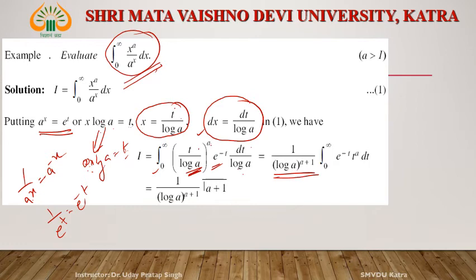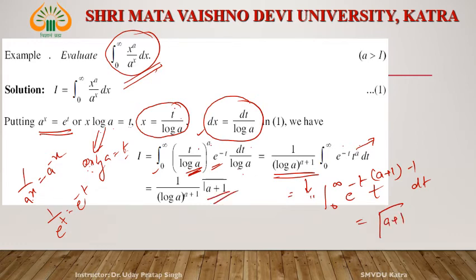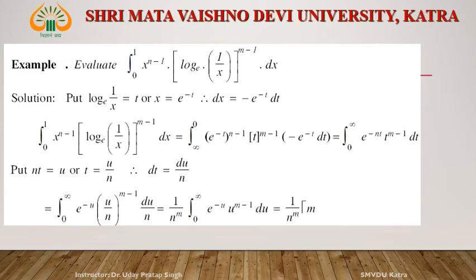Integral 0 to infinity t to the power a e to the power minus t. Then write it in this form: 0 to infinity e to the power minus t, t to the power a plus 1 minus 1 dt. So this is equal to gamma of a plus 1. It means gamma of a plus 1 divided by log a whole to the power a plus 1. Okay. Now let's see the last example of this lecture.